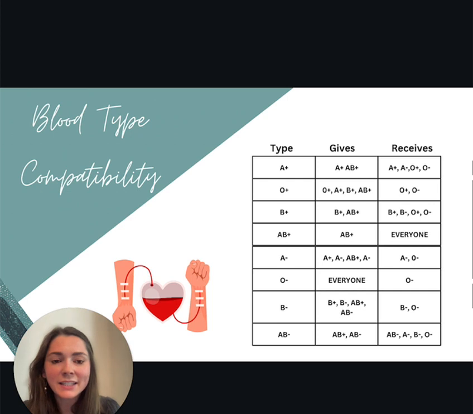This means that anyone who is AB positive can receive any type of blood product, whereas anyone who's O negative can donate to any blood type. I would say the big thing to note here is that you always want to make sure that the donor blood matches your client's blood type. And then we absolutely need to know if our client is RH positive or negative.